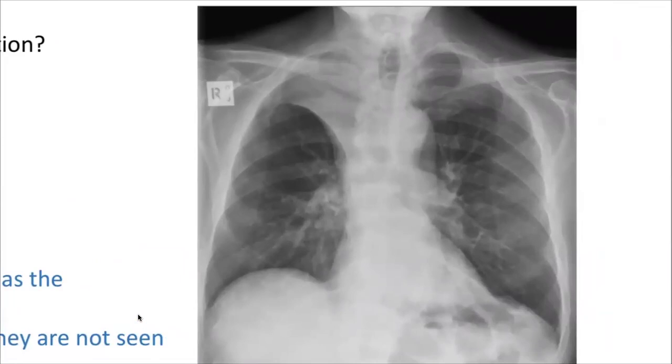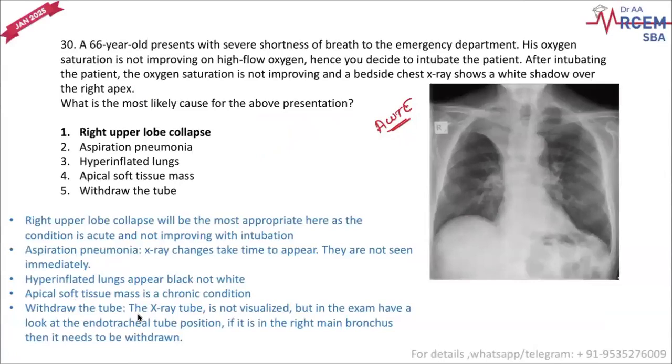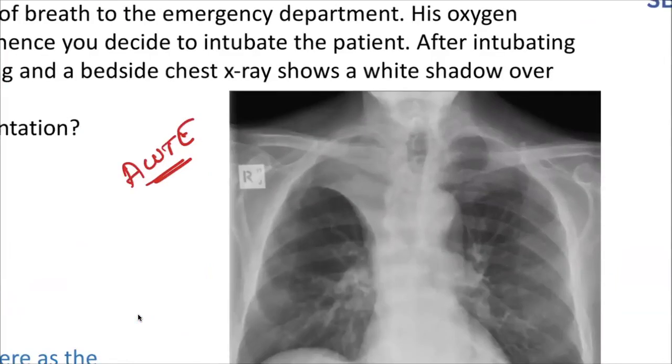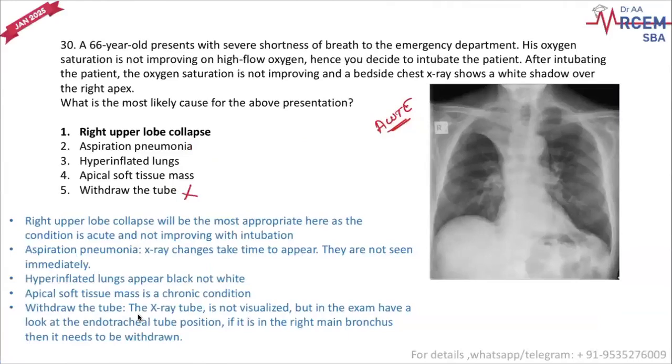In spite of intubation, the saturations are not improving. Something has happened acutely. Okay, this is an acute condition. What do you need to pick it up? Which one of the following is the acute condition you are having? ET tube cannot be visualized to say it is in the right main bronchus. I need to withdraw it. So this is not the right answer.